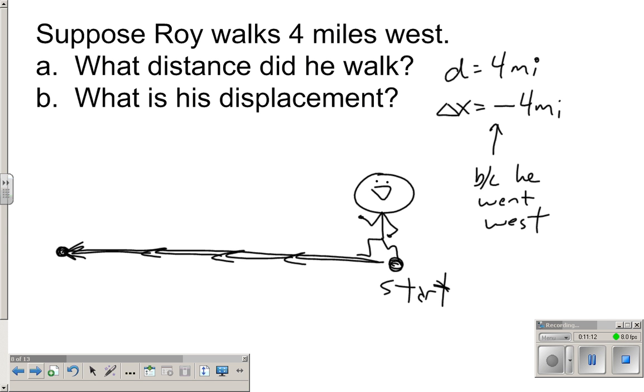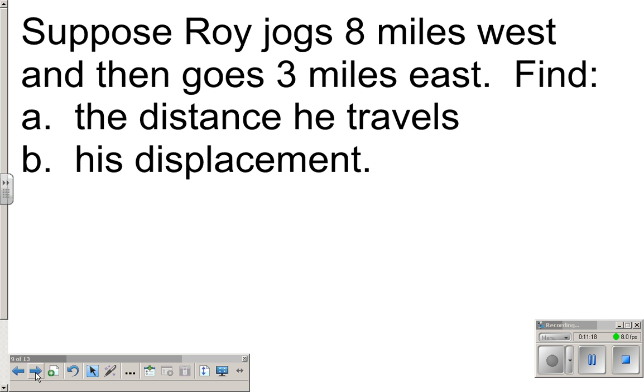All right? So now the examples will get a little bit harder. So here we go. We get another one. Suppose Roy. Roy is the guy I use in all my examples. So if you don't like the name, then I'm sorry, but you're going to have to deal with it. All right. So it says, suppose Roy jogs 8 miles west, and then he turns around and goes 3 miles east. So this time we're going to find the distance he traveled and his displacement.